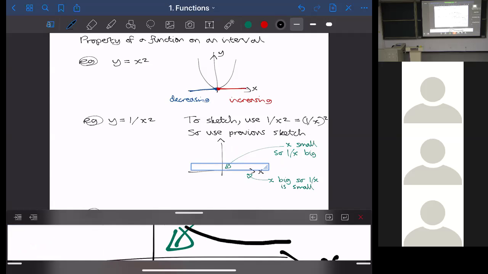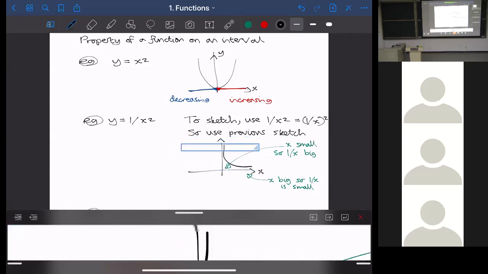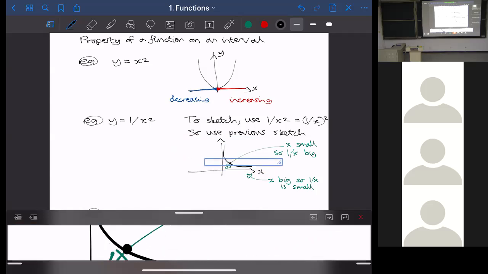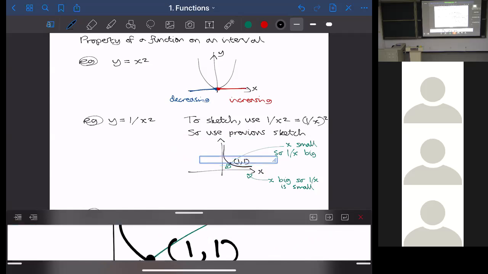But as x gets smaller, 1 over x gets bigger. So its square also gets bigger. Okay. And we can see that when x is 1, then y is also 1. So we have this point.